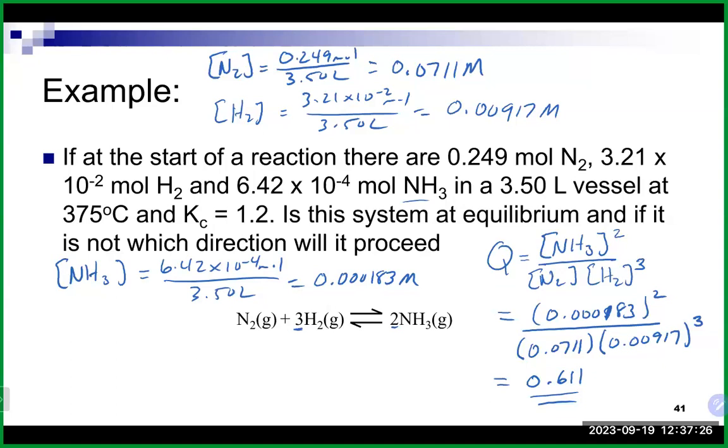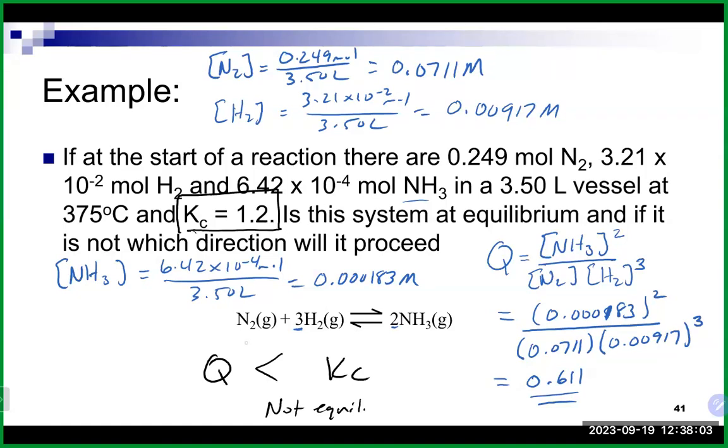In this case, we do want to compare, so we have our Q value, we have our KC value that was given to us in the problem of 1.2. In this case, our Q is less than our KC. So the first thing that this tells us is, is this system at equilibrium? The system is not at equilibrium, again, because they do not equal each other. So it's only at equilibrium if both of those values do equal each other. In this case, we need to go which way? Do we need more reactants or products in this case? We do need more products.